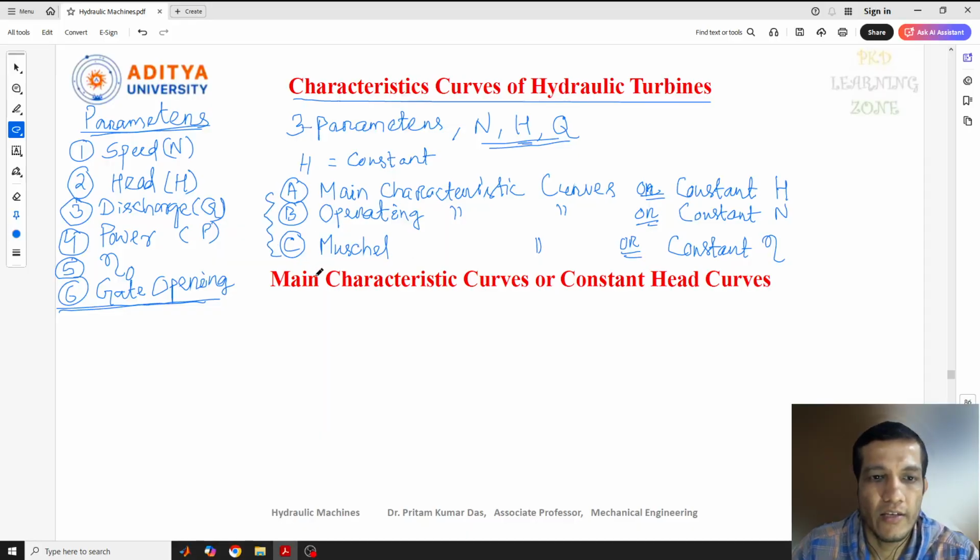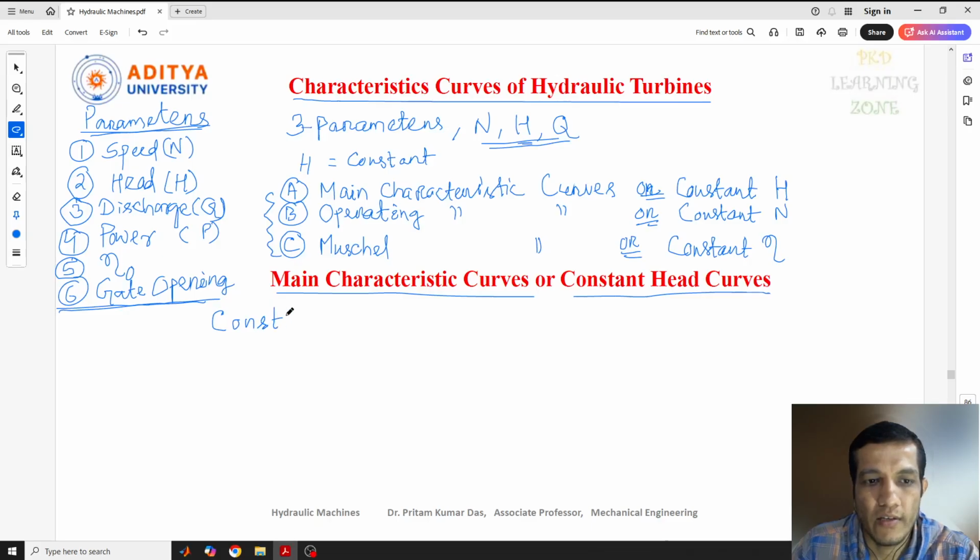Out of these three, we'll discuss one by one. So in this lecture, we'll try to understand the main characteristics curves, or the constant head curves, and how they are performed. In the main characteristics curves, as I told you, we need to consider the constant head.